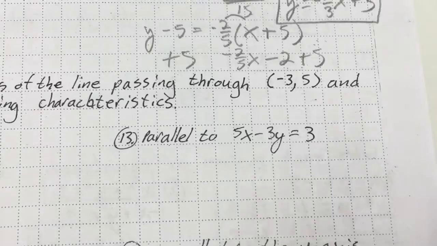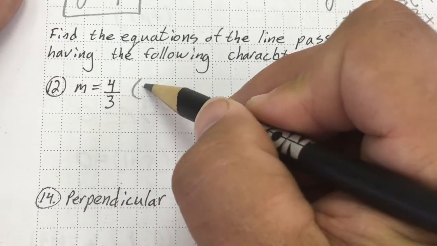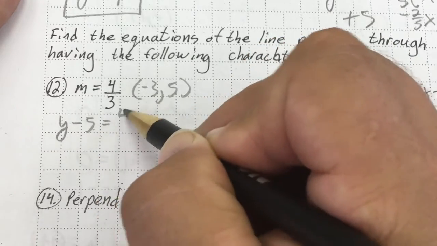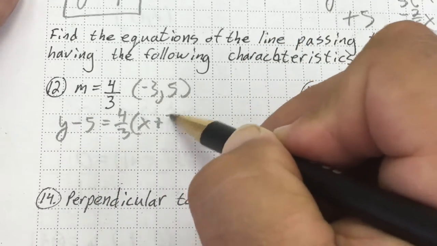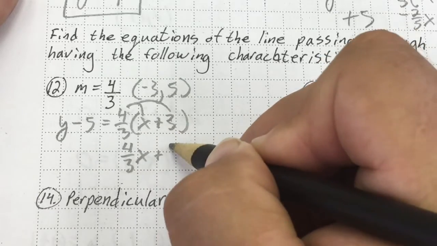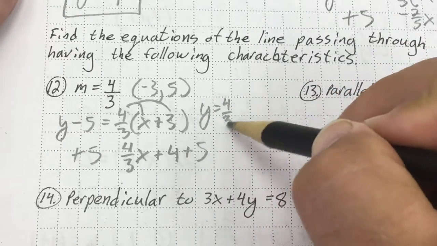Now, each of these is passing through the point negative 3, 5. So the slope is 4/3 and the point is negative 3, 5. Point slope formula, y minus y sub 1, which is 5, equals 4/3 times x minus negative 3. Distribute the 4/3. 4 times 3 is 12, divided by 3 is 4. The opposite of minus 5 is add 5. My equation is going to be y equals 4/3 x plus 9.